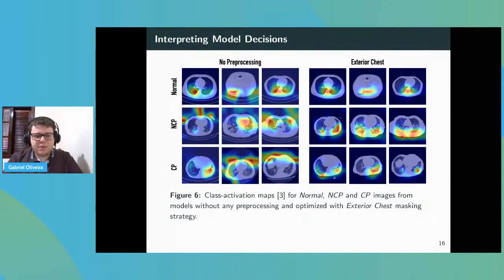And here we can see that with no processing technique, the model in some cases is paying attention to the background. So in the case of new images, the model probably will use some kind of noise in the background to make the classification. And it's important for the model to pay attention to the correct part of the image. And this occurs in the exterior chest, where we can see that the model is paying attention to the parts of the lungs and the chest of the patient.